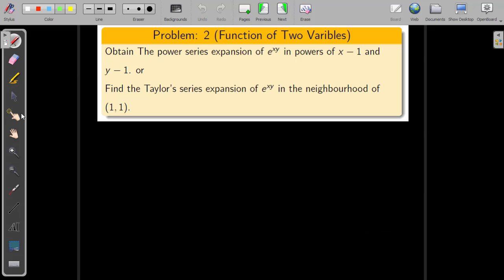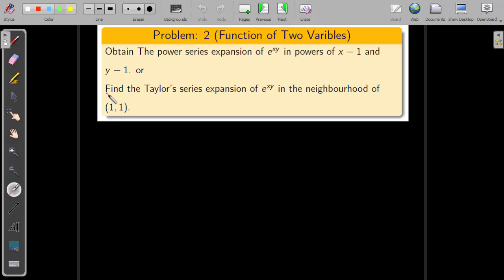So this is question number 2. Here it's a function of two variables. Obtain the power series expansion of e to the power of xy in powers of x minus 1 and y minus 1. He is not asking directly here either, so it's the Taylor series. We need to look at x minus some non-zero number, and again y minus some non-zero number. This is the case where we need to apply the Taylor series for a function of two variables. Here, because of x and y, we need to apply two variables.